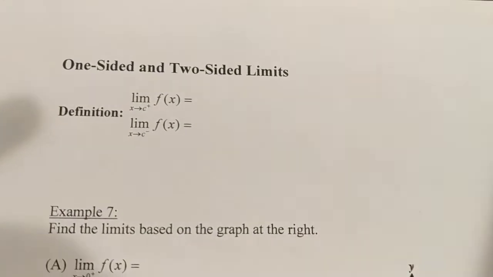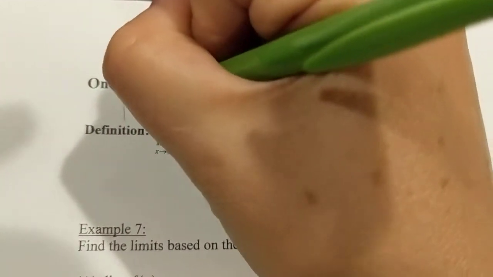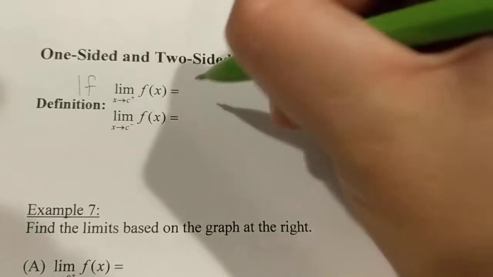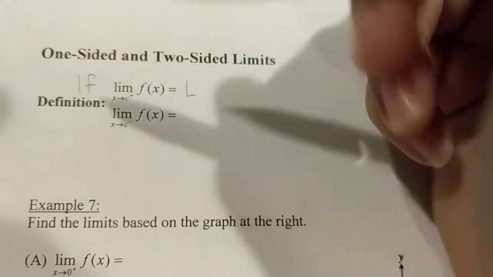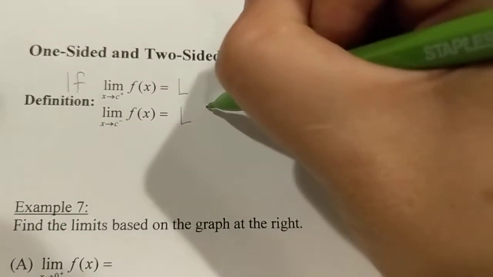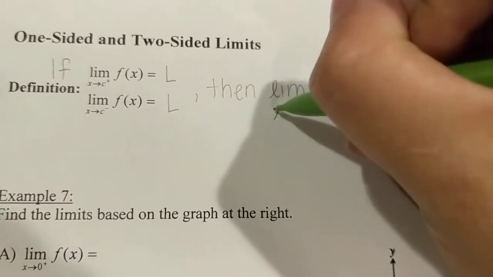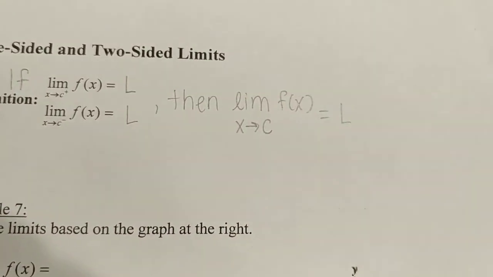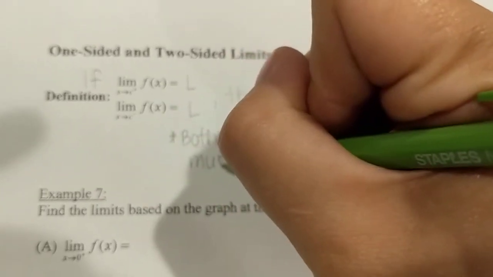The definition of one- and two-sided limits. And so this particular definition, and I apologize, the word if disappeared, but if the limit as we approach c from the right equals L, and the limit as we approach c from the left is also L, then we can write the limit of f of x as x approaches c with no specifications here is also L. But I want you to put a note here. Both sides must match.